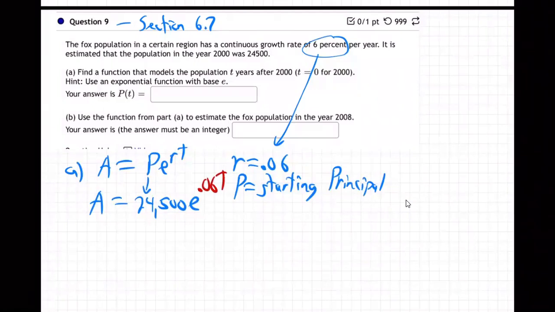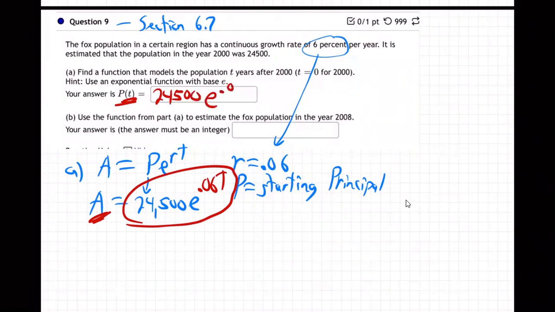So there's our function. I call it A, they call it P of T, whatever. There's the formula. So 24,500 e to the 0.06 T. So there's the PERT formula. Put in the P as 24,500 or whatever starting amount they gave you. And the R, the rate of continuous growth, is 0.06, just like an interest rate of 6%. So it's just like the interest rate formula for continuously compounded interest.